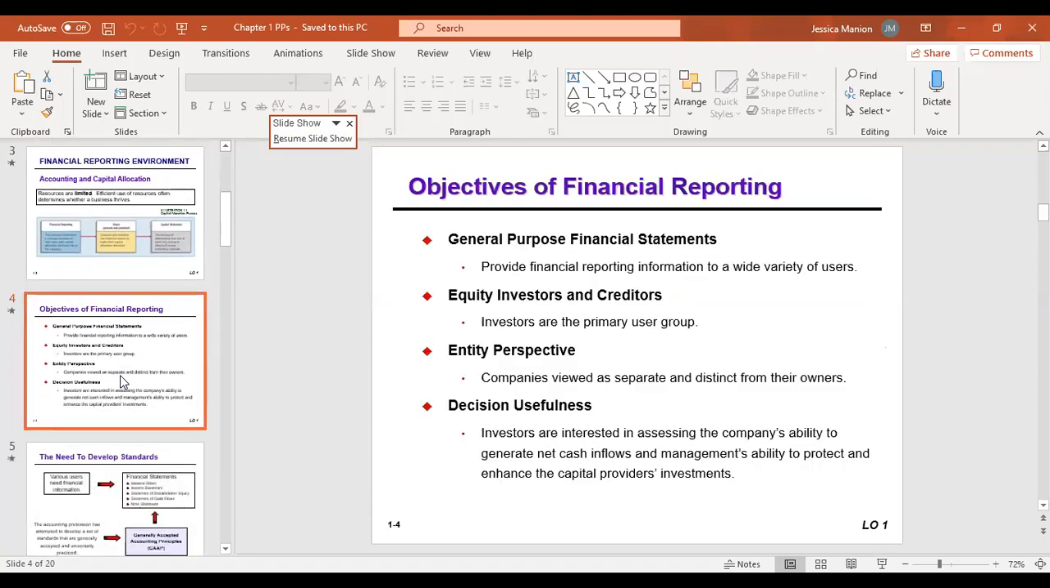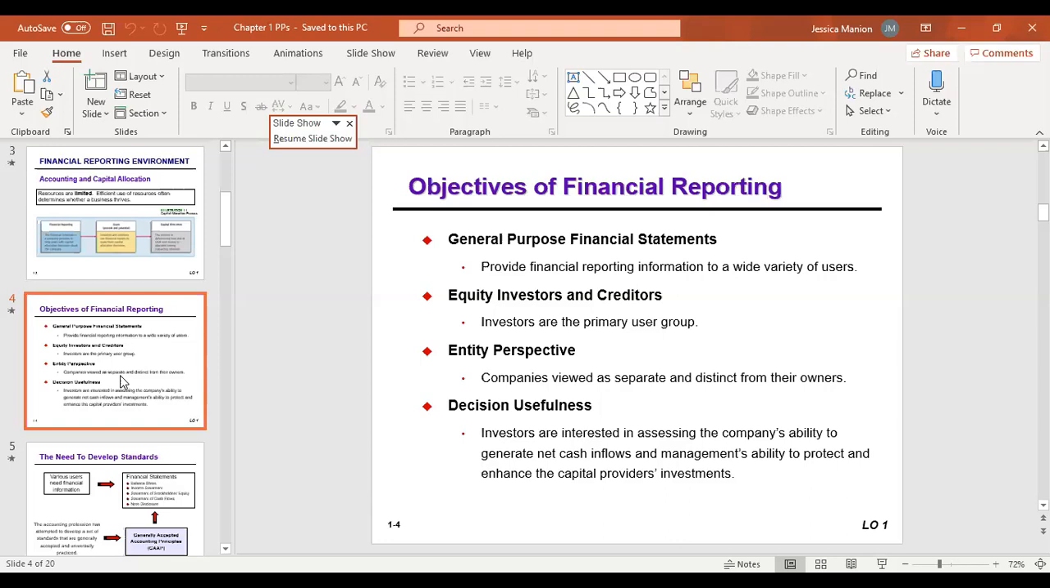So some of the objectives of financial reporting: again, the general purpose financial statements provide the financial reporting information to interested users, whoever those may be. Again, it could be investors, creditors, lenders, other types of shareholders, suppliers, what have you. Equity investors and creditors. Investors are the primary user group. They are who are primarily interested in the financial statements of an organization, whether or not they want to invest in that company, or lend money to that company, right?